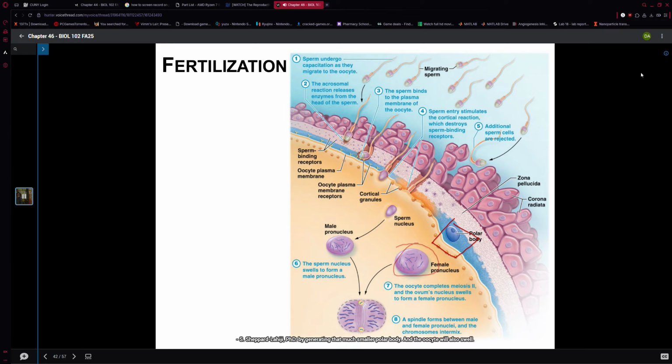That's achieved by generating that much smaller polar body. And the oocyte will also swell, and that will result in a female pronucleus. There is then a mitotic spindle, which we see indicated here, and that's going to form between the pronuclei and then eventually rupture, and that's going to allow for the chromosomes of the two gametes to get together as a single diploid set.